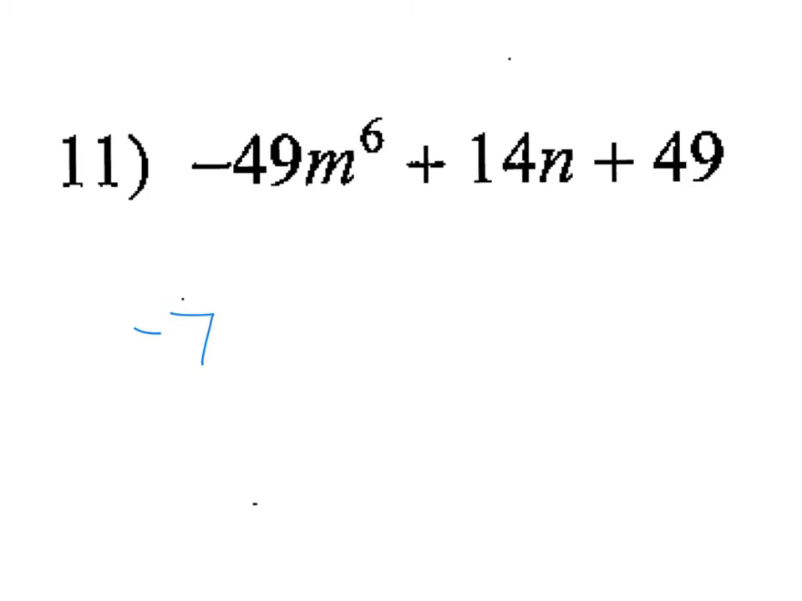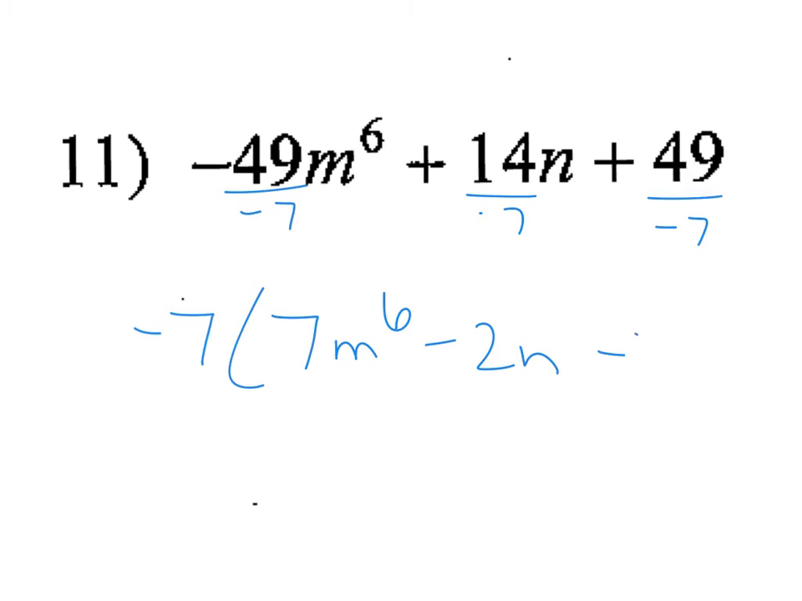And now when I'm looking at my variables, I have an m, an n, and no variables. So there's nothing that they all have in common. So I can't pull a variable out here. So I'm just going to pull out a negative 7, and I'm going to get a positive 7, m to the 6th. Okay, so again, all I'm doing is dividing by negative 7s here. I'm going to get a negative 2n and a negative 7. Now, if you chose to just pull out a positive 7, I'm okay with that. And you'll get a negative 7 m to the 6th, a positive 2n, and a positive 7.